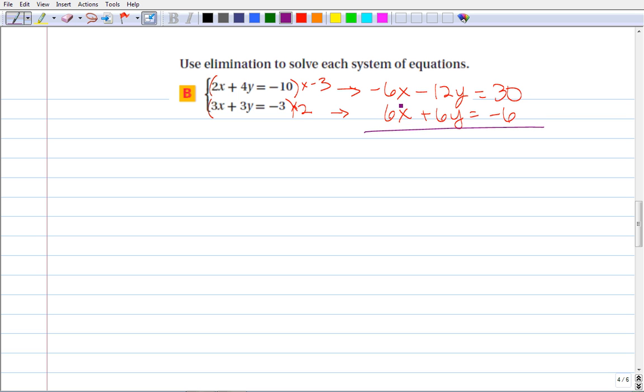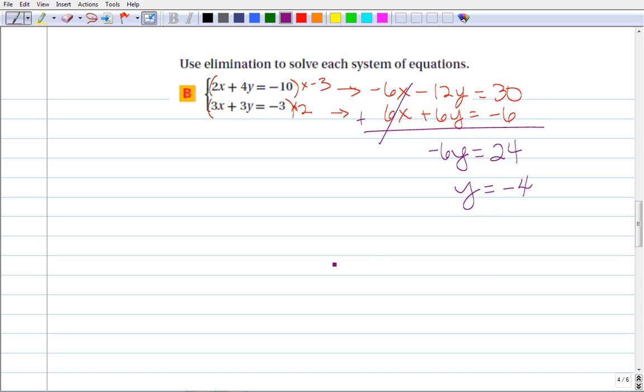So now, adding these straight down, -6x plus a +6x, that cancels each other out, which is exactly what we wanted to do. -12y plus 6y is -6y. So we have -6y equals, and then 30 plus a -6 is 24. Now we can divide both sides by -6 and we get y equals -4.